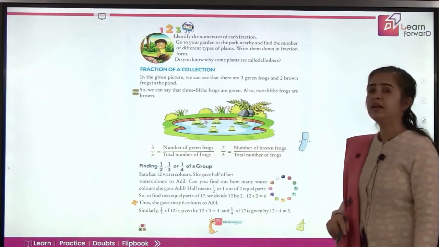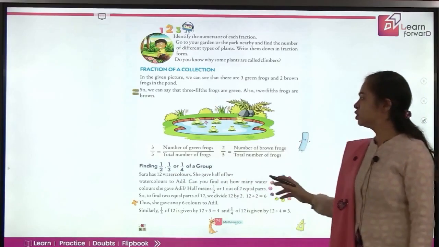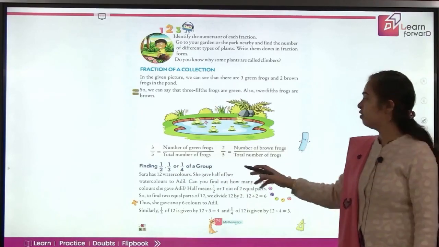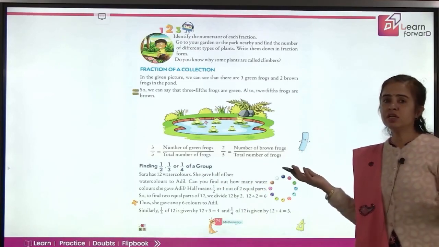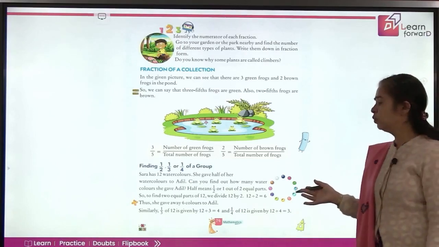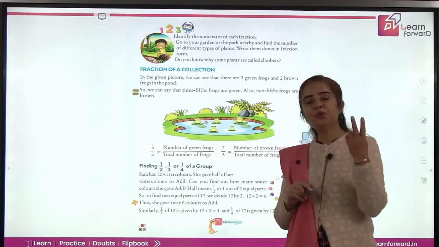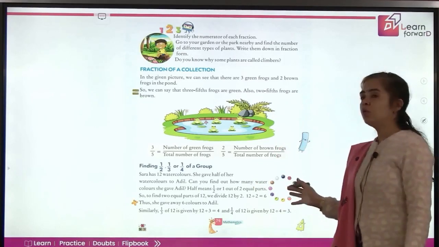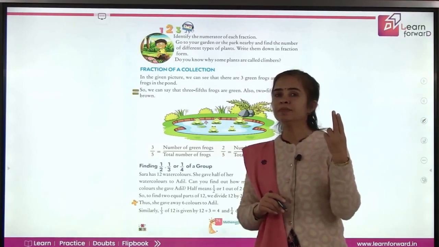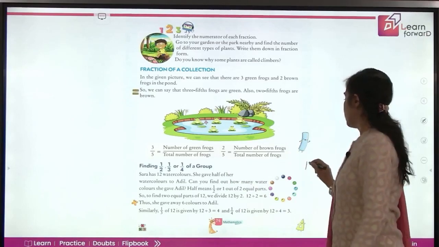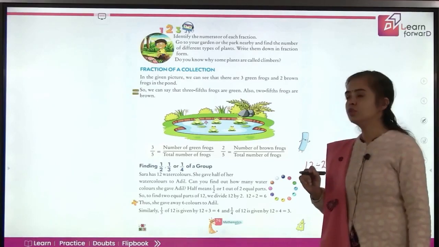Now if you have to find some fraction of a group, then what will you do? Sarah has 12 watercolors and she gave half of her watercolors to Adil. Now you have to find out how many she will give if she gives away half. So what will we do? Half means in how many equal parts are you dividing? In 2 equal parts. Yes. So these are 12 colors. If you divide in 2 equal parts, how many colors will be there in each group? 6. So you are dividing 12 by 2 and you get 6 colors that you will give to Adil.